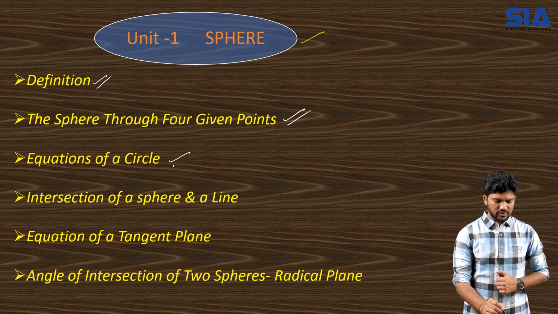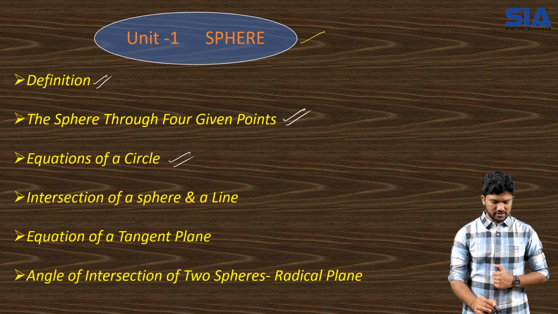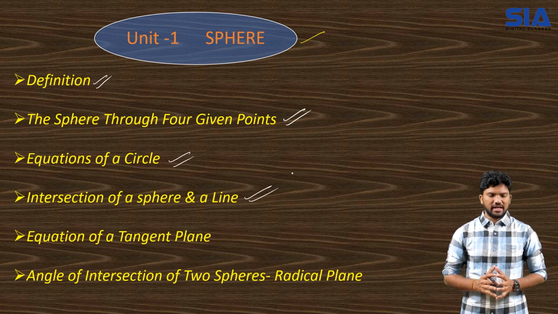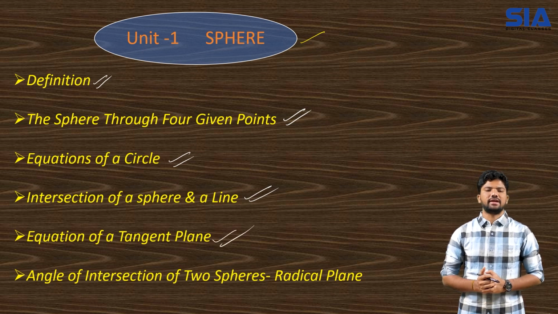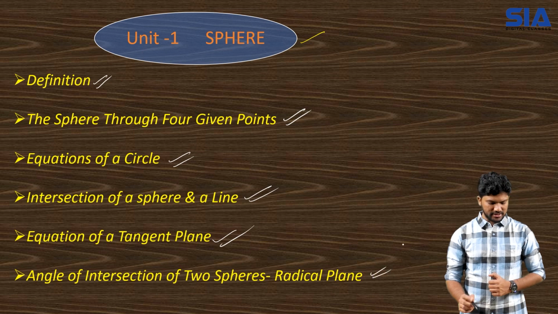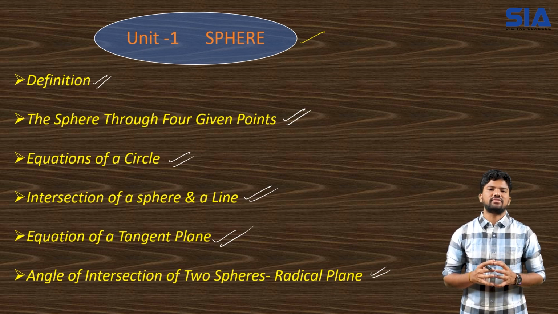Next, the third concept is equation of a circle. Next, the fifth concept is intersection of a sphere and a line. The sixth concept is equation of a tangent plane. And the last concept is angle of intersection of two spheres, radical plane. These are the total 6 topics we are going to study in the first unit.